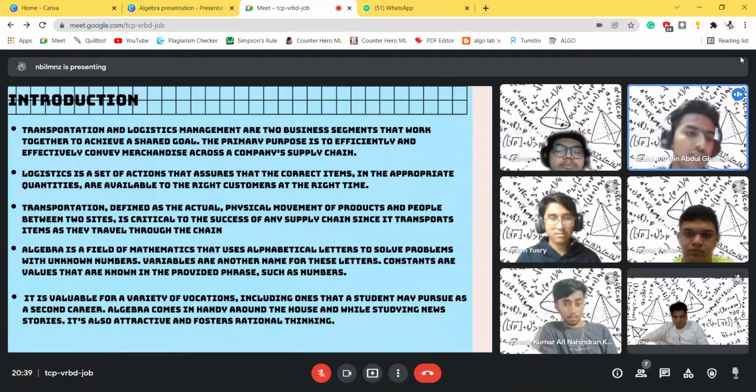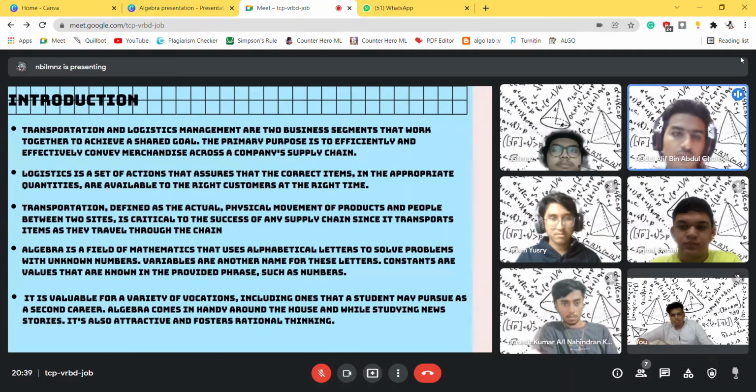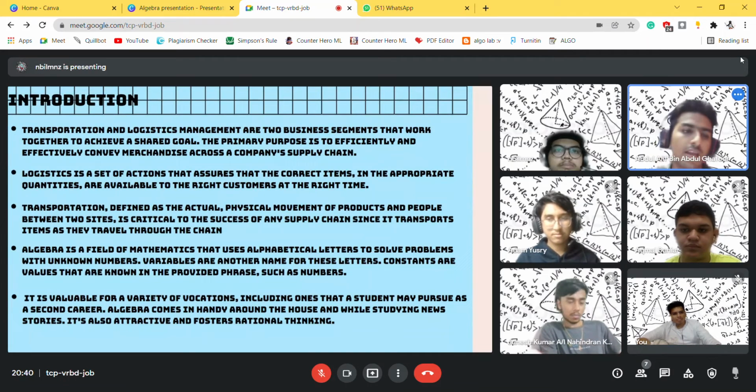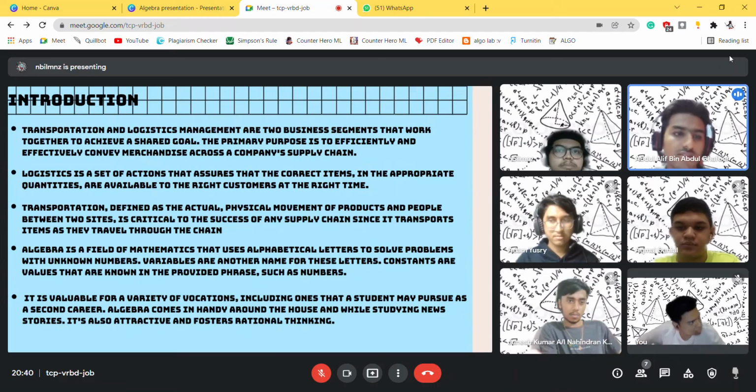The next one: algebra is a field of mathematics that uses alphabetical letters to solve problems with unknown numbers. Variable is another name for this letter. Constants are values that are known in the provided phrase, such as numbers. The last one is that it is valuable for a variety of vocations, including ones that a student may pursue as a second career. Algebra comes in handy around the house and while studying news stories. It's also attractive and fosters rational thinking.